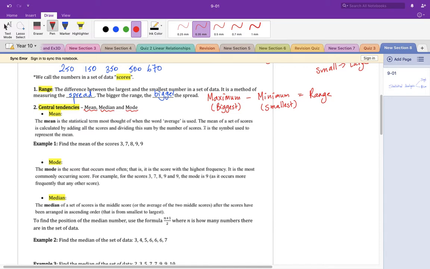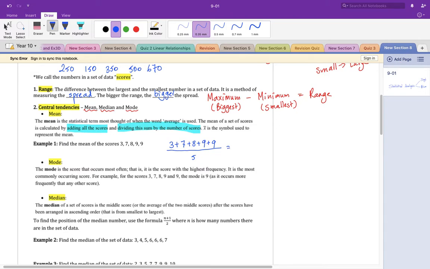So find the mean of the scores. How do I find the mean? The definition already tells me that, right? It says you need to add all the scores up. Alright, let's do that part first. So if I add all the scores up, I'll get 3 plus 7 plus 8 plus 9 plus 9. I'm just adding everything up. And you need to divide this sum by the number of scores. So however many scores there are, I divide by it. There are 5 numbers, so I'm dividing this whole thing by 5. And this will give me the answer.